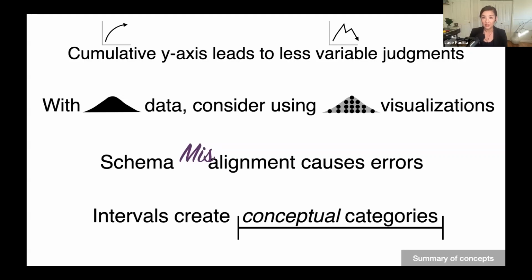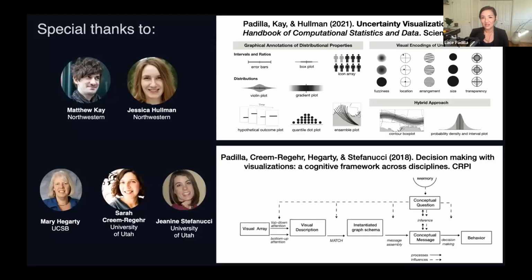This, again, is something that is fairly prevalent in this uncertainty research that we do and other people do as well. Okay, with that, I wanted to thank all my many collaborators. These are the two papers that I highlighted the most. The top one reviews uncertainty visualizations. The bottom one has some more of the cognitive science, if that is of interest to you.